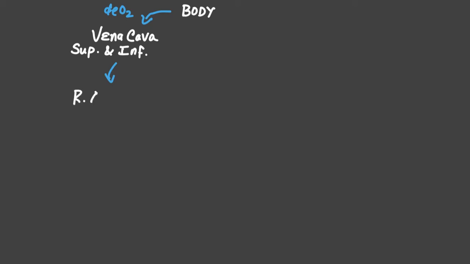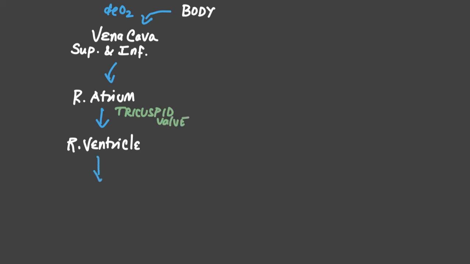Let's review the pathway of blood through the heart one more time. From the body, deoxygenated blood arrives at the heart via the superior and inferior vena cava. These two veins bring their blood into the right atrium. From the right atrium, the blood flows into the right ventricle via the tricuspid valve. The right ventricle then pumps the blood into the pulmonary trunk via the pulmonary valve.